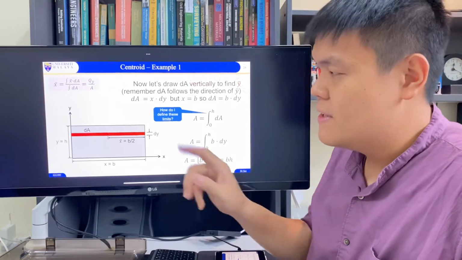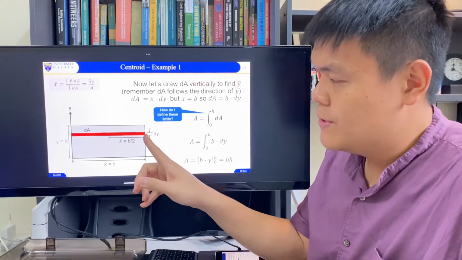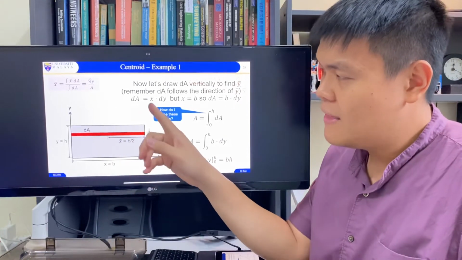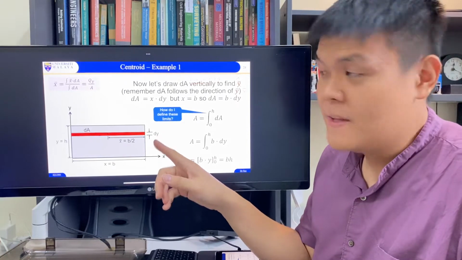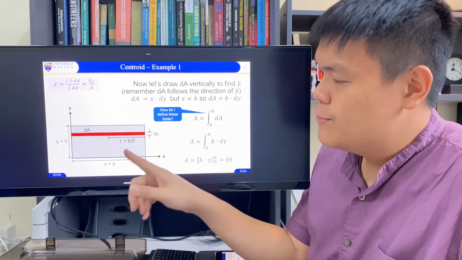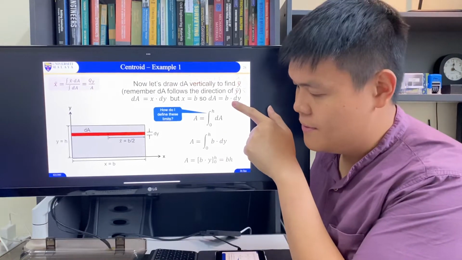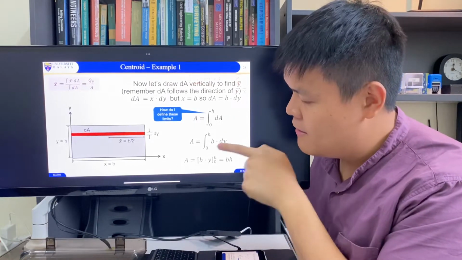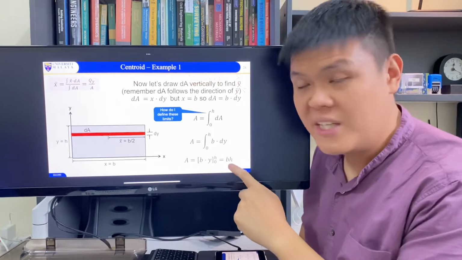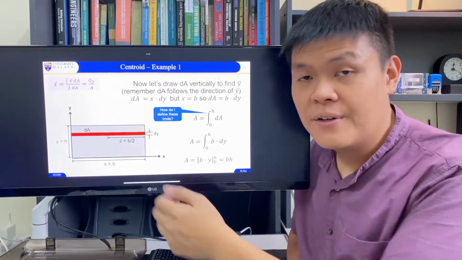dA is what? dA here is equal to x times dy. But x is equal to b, so dA is equal to b dy. Substitute it in, and we get A is equal to bh, which is the area of a rectangle.